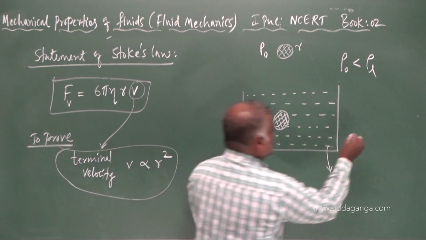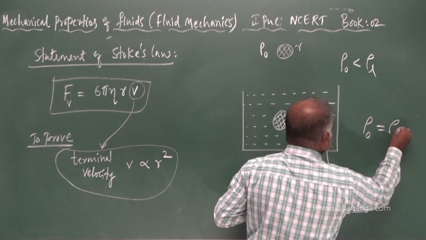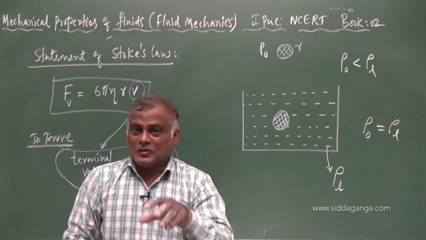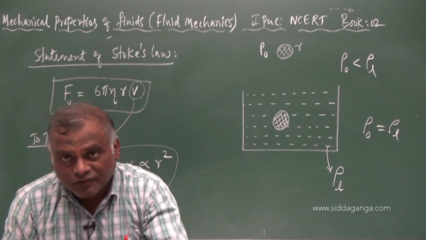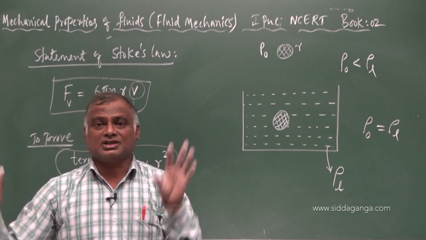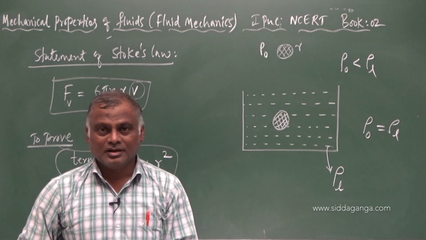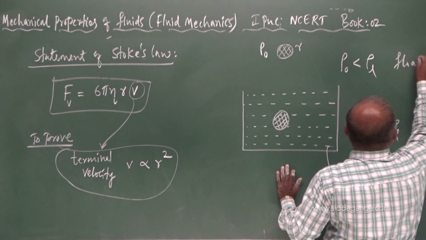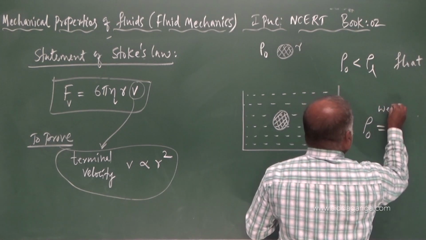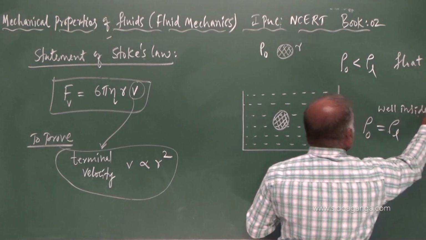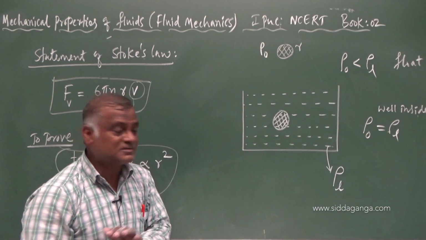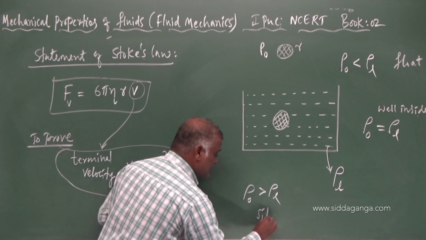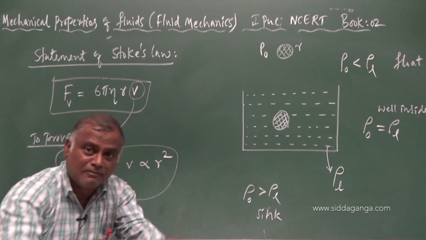Obviously, you will say the density of the object should be equal to the density of the liquid. The object is well inside the fluid when both densities are matching. The object will float here. We have studied this in the class of Archimedes principle. Suppose the density of the object is greater, then the object will definitely sink. It will completely sink.